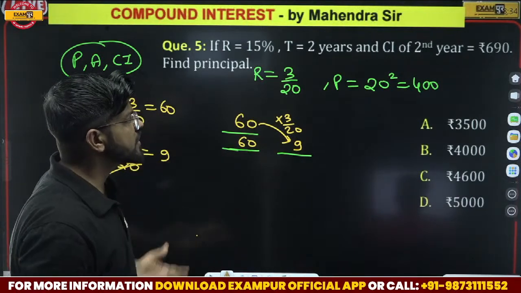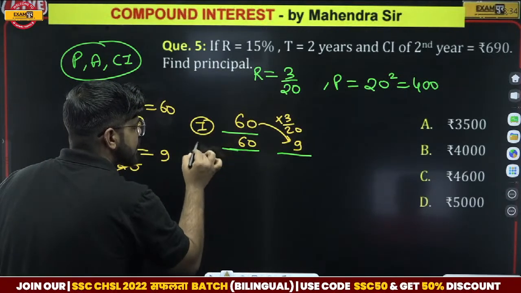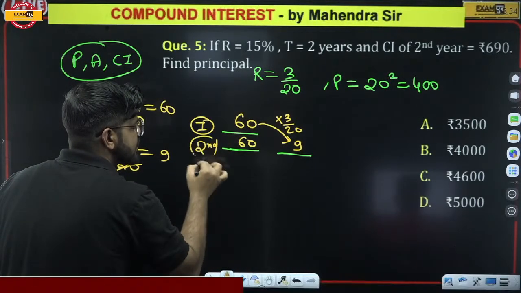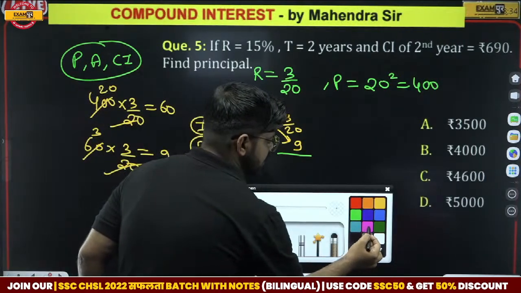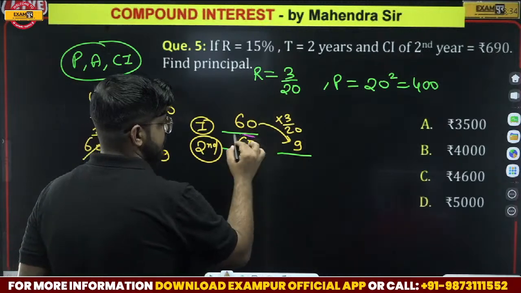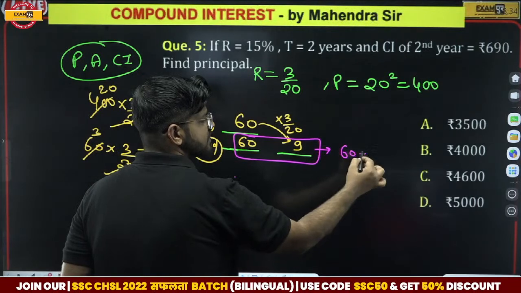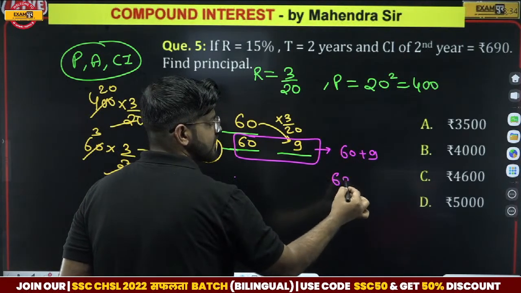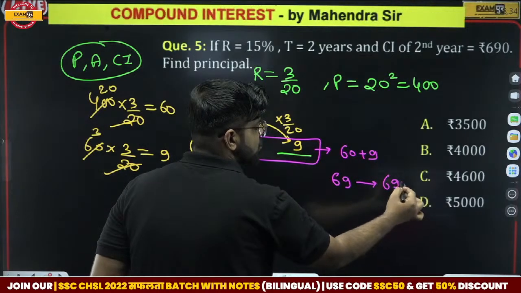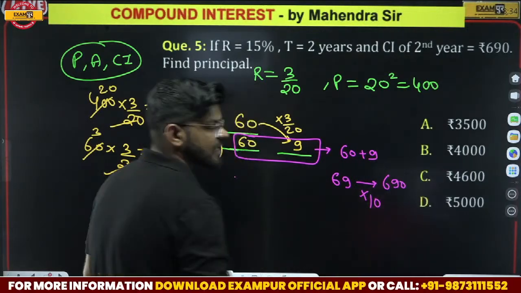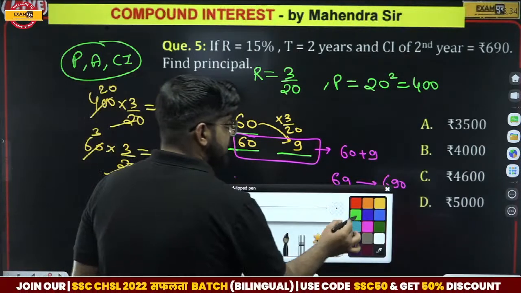Now the question is the second year CI. This is the first year CI and this is the second year CI. What is the second year CI? Add up: this is nothing but 60 plus 9, that means 69. According to the question, the second year CI is 690. So what is the multiplying factor? The multiplying factor is 10.